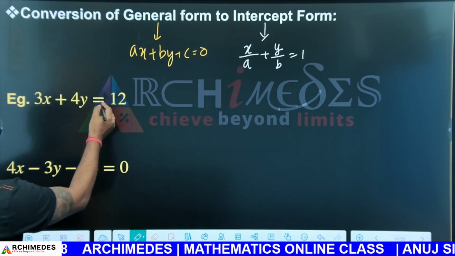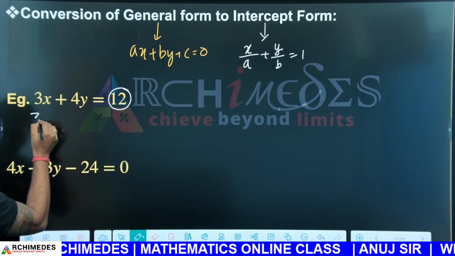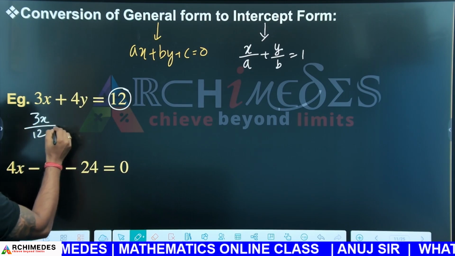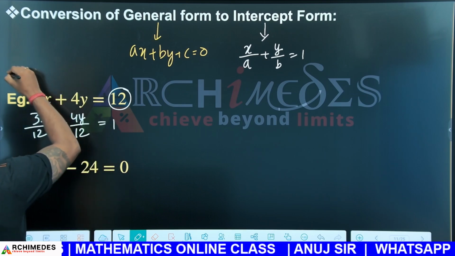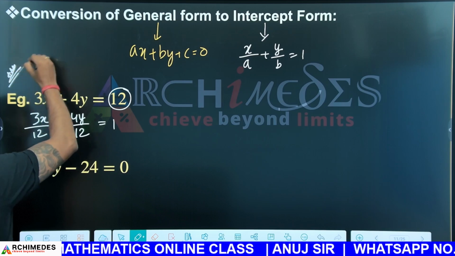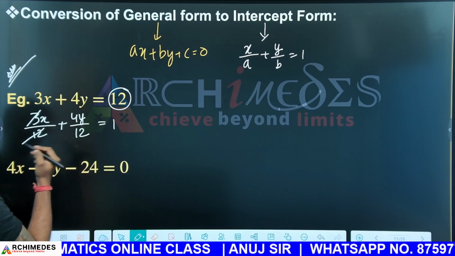So how to convert this to 1? I will divide by 12 throughout the equation. This is a very important form. In class 12, you need this intercept form in the LPP chapter and many more. When you draw a line in a graph, you will need this form.